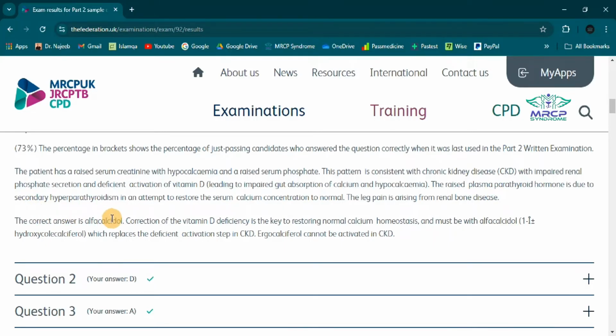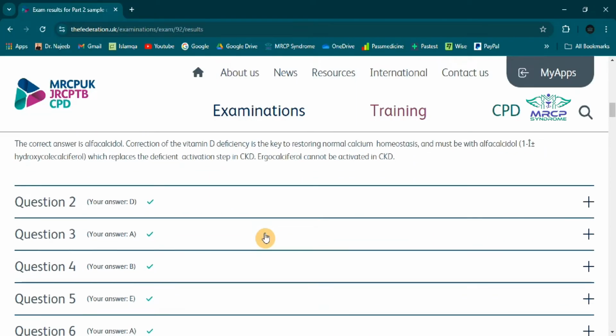The correct answer is alfacalcidol. Correction of vitamin D deficiency is the key to restoring normal calcium homeostasis and must be with alfacalcidol, 1-alpha hydroxycholecalciferol, which replaces the deficient activation step in CKD. Ergocalciferol cannot be activated in CKD.